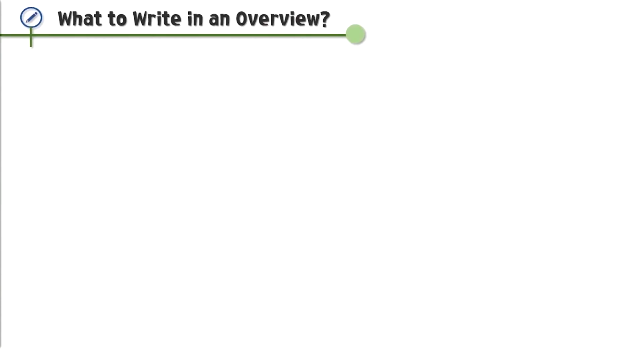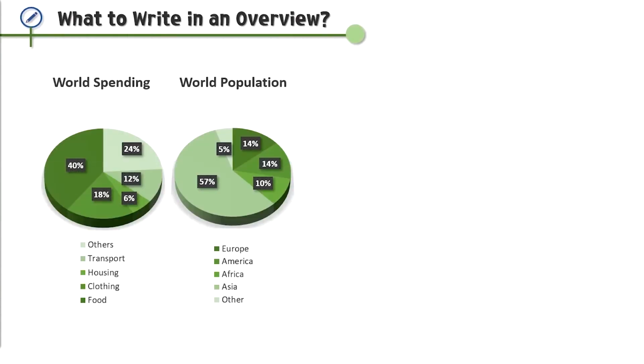Before writing an overview, let us go over the graphs first. In the first pie chart, it describes the world spending on food, clothing, housing, transport, and others. In the second pie chart, it describes the world's population in 4 continents: Asia, Africa, America, and Europe. Now let us go over our main features. Let us check the first chart. You will notice that the highest spending is on food, and the least is spent on housing. In the next chart, the biggest chunk is Asia.